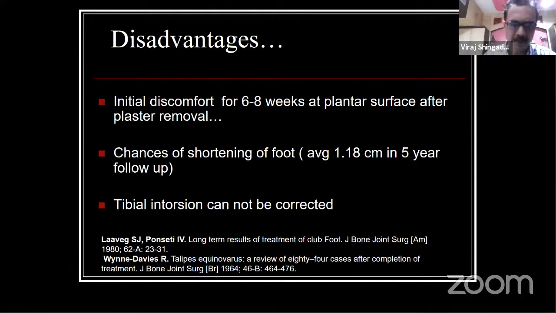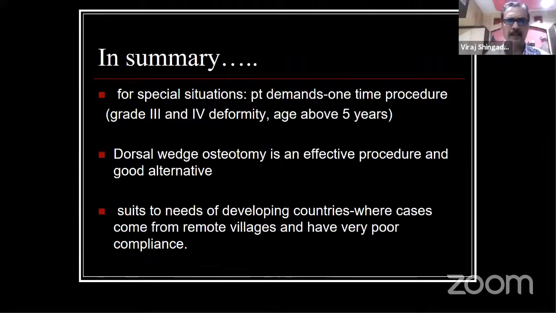I agree that there is some chance of shortening, but even if you see the long-term follow-up of the positive series, there is a shortening of 2 to 3 centimeters in most of the series. So in summary, I think this is one of the good procedures we can consider for most of the cases, particularly in our Indian scenario where they come and ask for a single-time procedure.